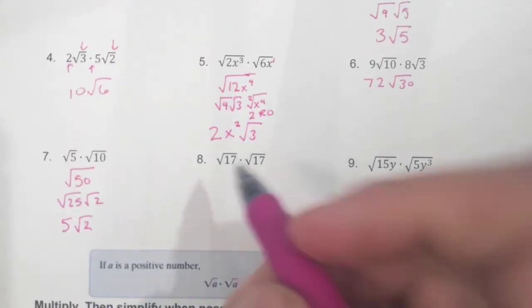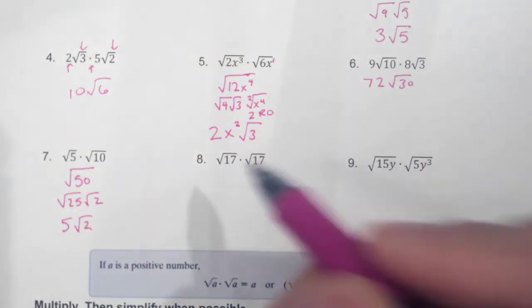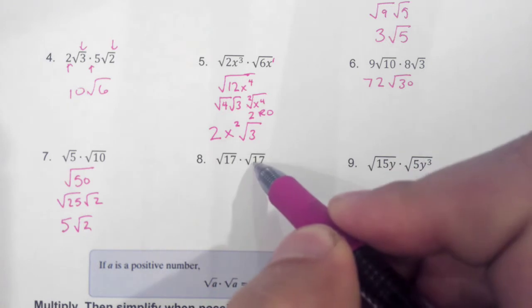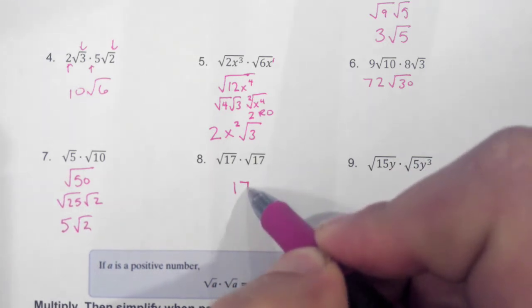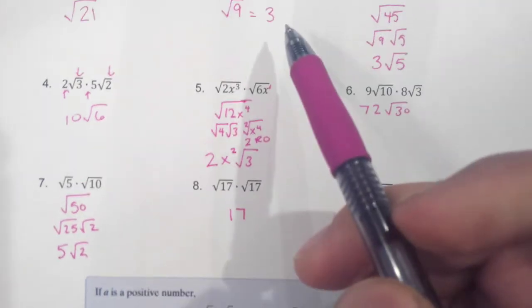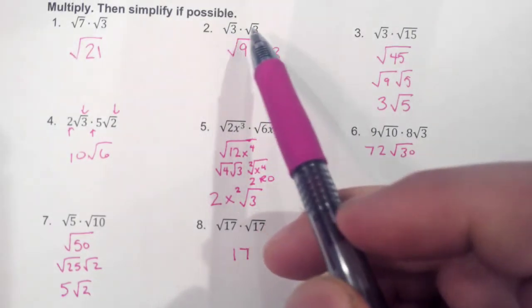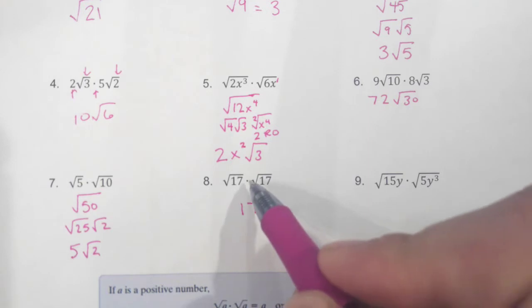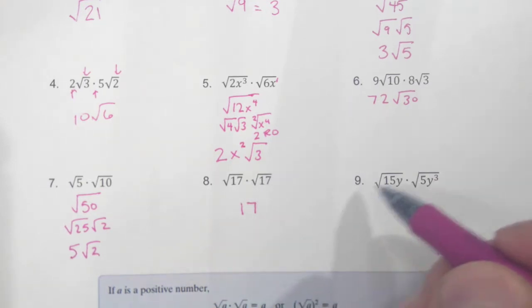Number 8, square root of 17 times the square root of 17. I don't know what 17 times 17 is, but I know that if I do the square root of 17 times the square root of 17, something times itself is just going to be 17. Much like on number 2, the square root of 3 times the square root of 3 is 3.